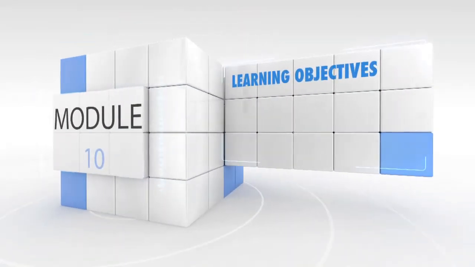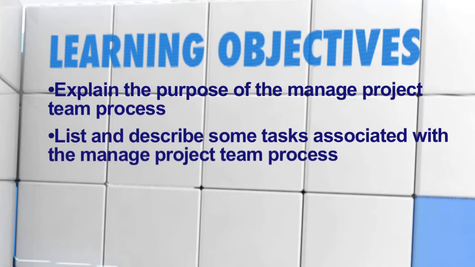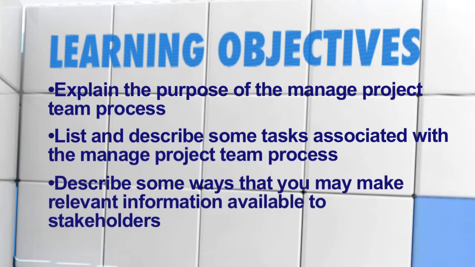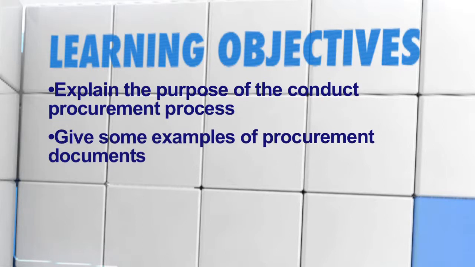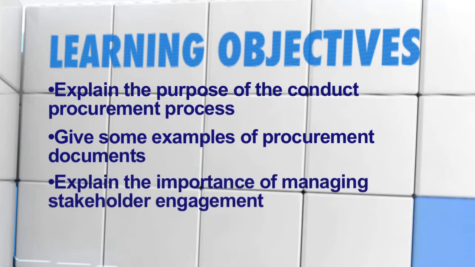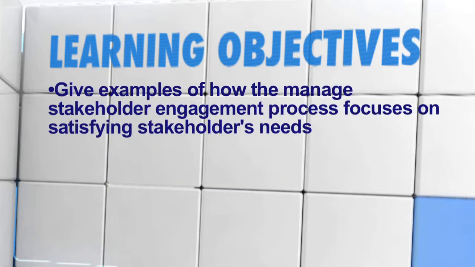At the end of this module, you should be able to explain the purpose of the Manage Project Team process, list and describe some tasks associated with the Manage Project Team process, describe some ways that you may make relevant information available to stakeholders, explain the purpose of the Conduct Procurement process, give some examples of procurement documents, explain the importance of managing stakeholder engagement, and give some examples of how the Manage Stakeholder Engagement process focuses on satisfying stakeholders' needs.